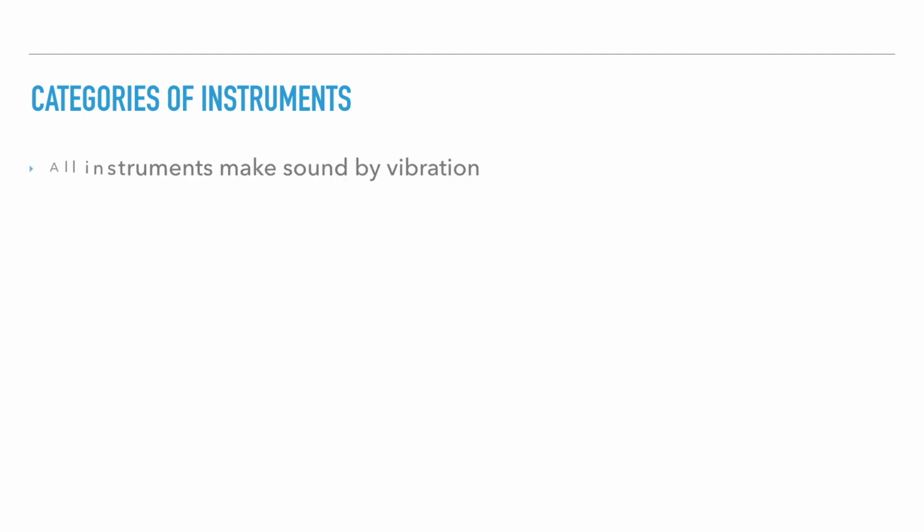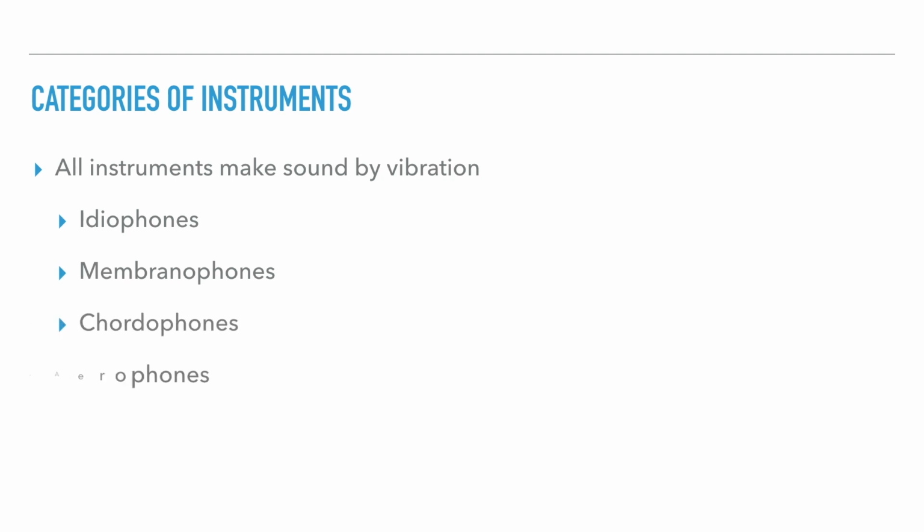Now, all instruments make sound by vibration, by vibrations in the air. That's what sound is. So an instrument will create that vibration in the air. But there are 5 different ways of doing that. So these are the 5 different categories. We've got idiophones, membranophones, chordophones, aerophones, and electrophones. So let's have a look at those in more detail.